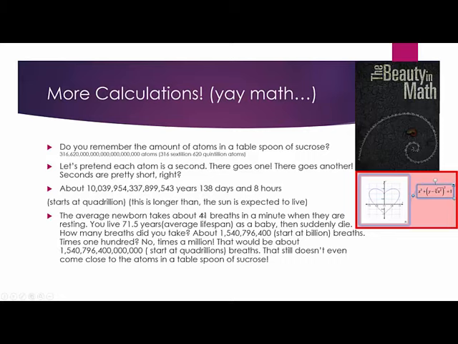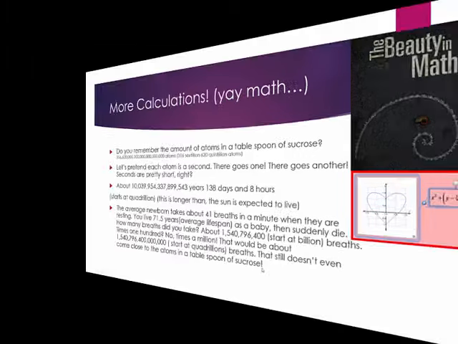An average newborn takes about 41 breaths in a minute when they are resting. If you're doing this currently, there's something severely wrong with your health. Go see a doctor. You live 71.5 years, on average. So let's say you live this as a baby, and then you suddenly die. How many breaths did you take? About 1,540,796,400 breaths. Times 100. Nah, let's do it times a million. That would be about 1,540,796,400,000,000 breaths. That still doesn't even come close to the atoms in a tablespoon of sucrose.